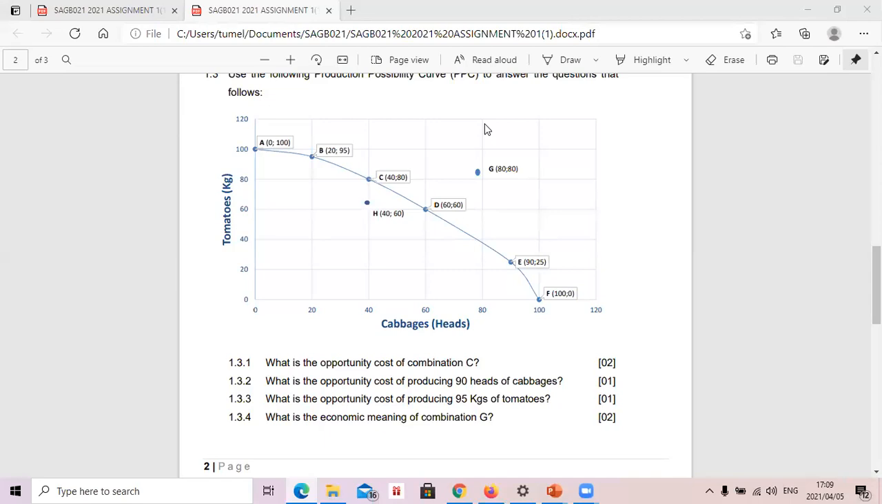What is the economic meaning of combination G? Unattainable combination. Good. But you are not going to get those 2 marks by just saying that alone. Even if they don't tell you to further explain, you explain. What do you mean when you say it's unattainable?